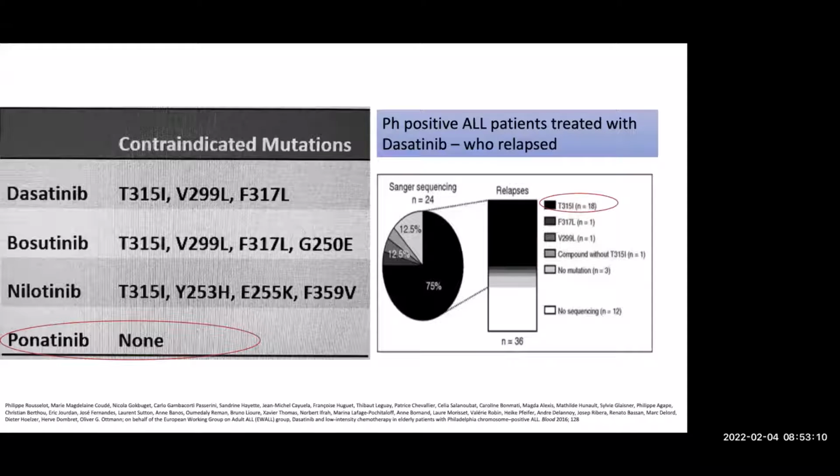This is an analysis of the patients who had developed relapse. And what they found is that amongst the patients who had relapsed, almost half of them had a T315I mutation. So the T315I mutation makes the patient resistant to all the first generation as well as the second generation TKIs.